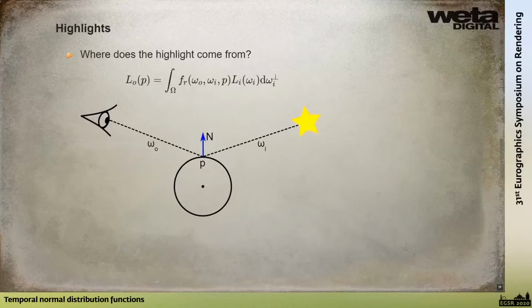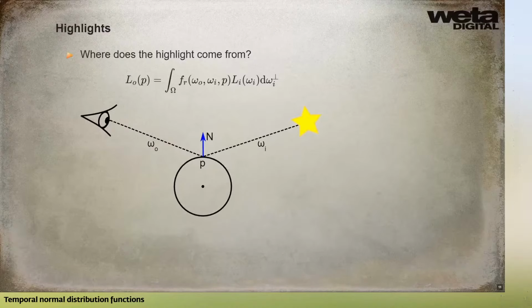Okay, so where does a highlight exactly come from? Let's start from a simple example. The light coming from all directions to the point P is scattered towards the camera. Since the amount of energy that the point receives is not changing with the camera position, it's safe to assume that the highlight depends on the scattering coefficient of our BSDF.